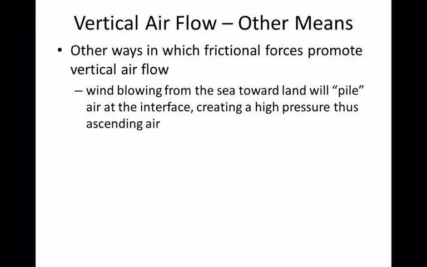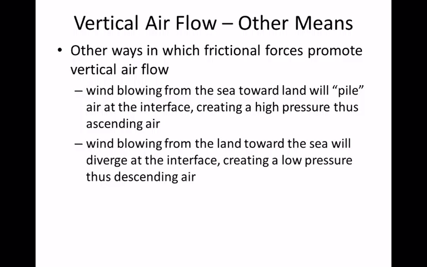I'm hoping that you have a sense for horizontal movement of air, and we just talked about vertical movement of air, that column of air that's either going to go up to sustain a low or come down to sustain a high. There's a couple other ways to get vertical movement of air. It depends upon the surface it's blowing over. If, for instance, it's blowing from something smooth like the sea onto something rough like the land, you might imagine it piles up, and as it piles up and creates a high, it will want to go up vertically.